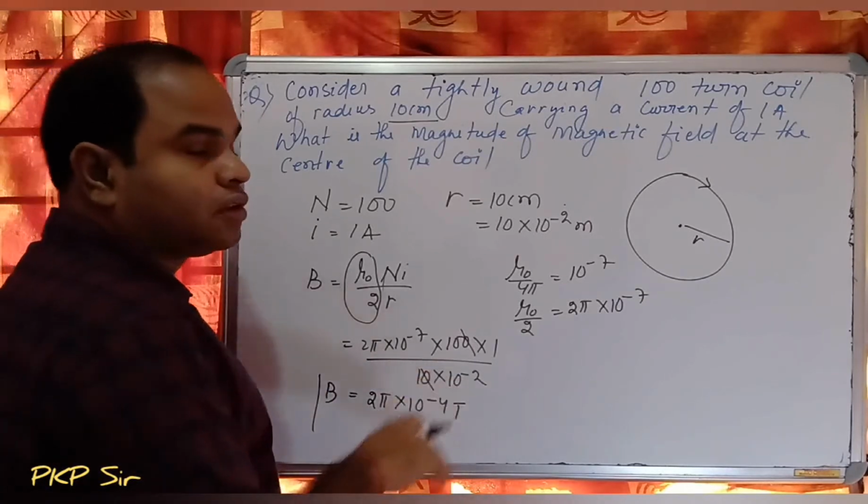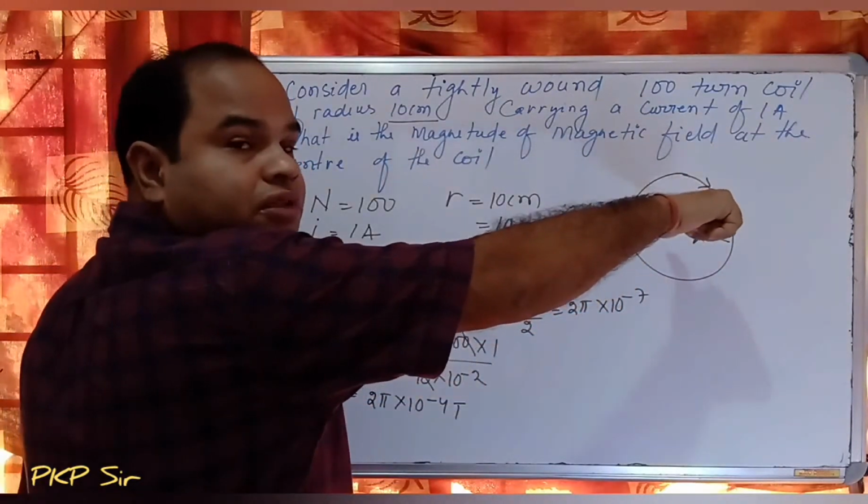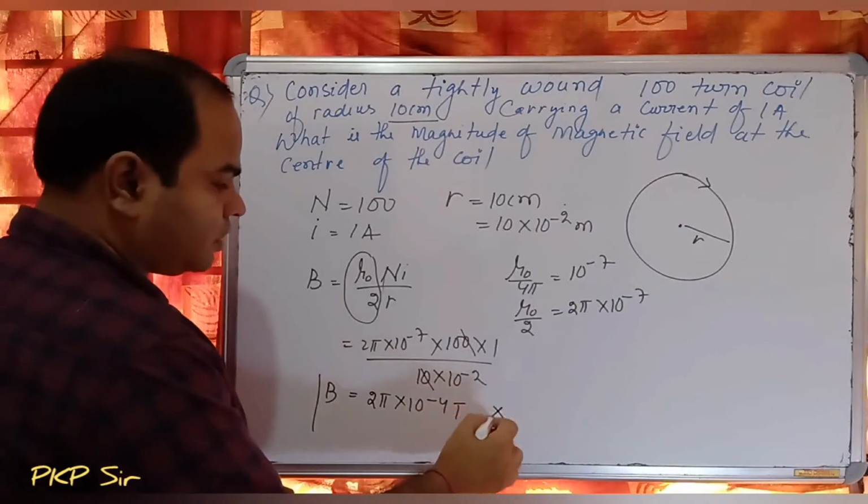If the current is clockwise, curl your finger in the direction of current. The thumb gives the direction. The direction is inward direction.